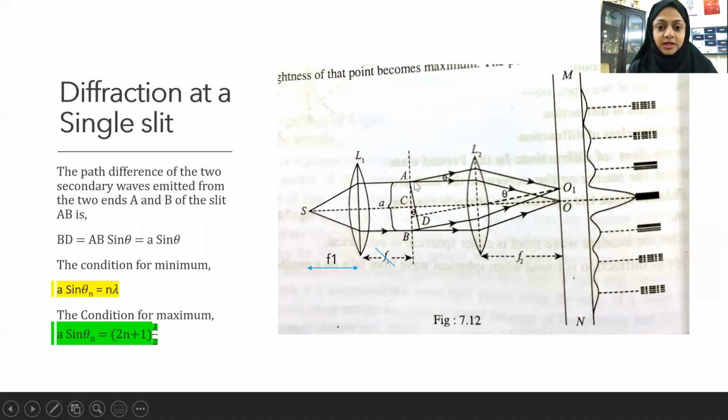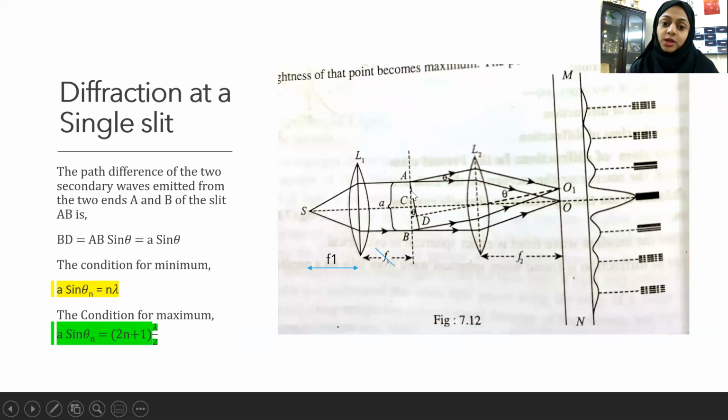So look at this triangle ABD. This angle between AB and AD is theta. So if you look at this right triangle, we know that AB will be the hypotenuse because this angle D is 90 degrees. So AB will be the hypotenuse, and for this angle theta, BD is the opposite side. So sine theta is equal to BD divided by AB, or BD is equal to AB sine theta. So the path difference BD is equal to AB sine theta.